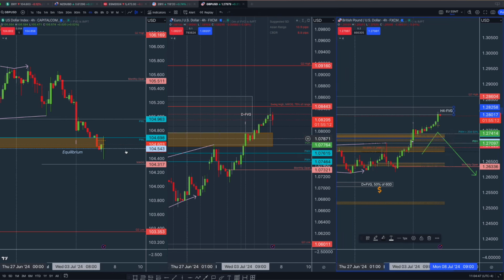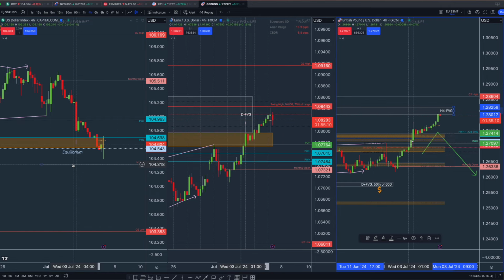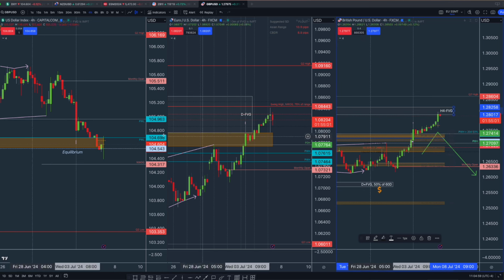So all of these are different PD arrays, right? But they are each of the asset's closest PD array in the direction of the inverse relationship between USD, Euro, and British Pound.